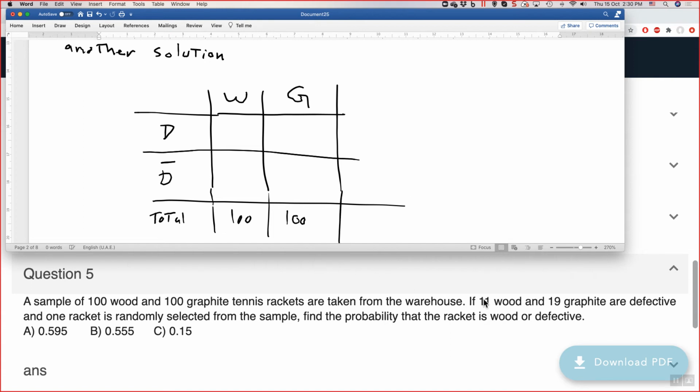How about the defective? He said 11 wood are defective. So from the wood, there are 11 defective. And he said 19 graffiti are defective. So from the graffiti, also there are 19 defective.